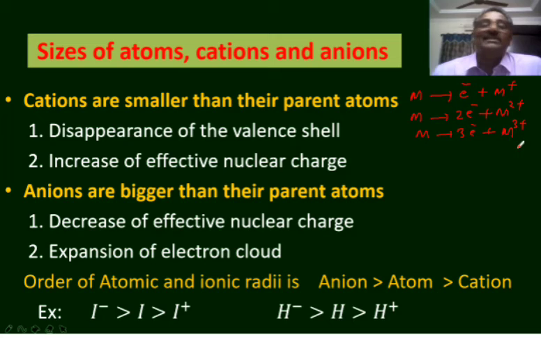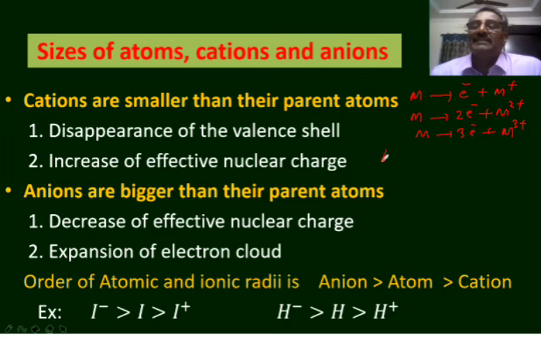In the formation of ions, what happens? The size of the ion will be less than the size of the parent atom. Size of ion is less than the size of the parent atom. What is the reason? There are two reasons for that. One is the disappearance of the valence shell. Second one is the increase of effective nuclear charge.